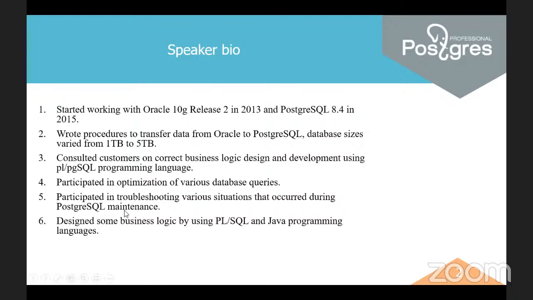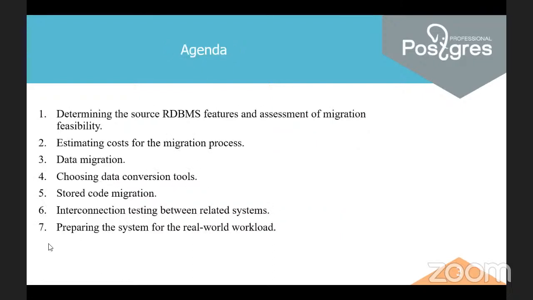So let's get started and have a quick look at our agenda. I hope you will enjoy it. The first thing is to determine the source relational database management system features and assess migration feasibility. It's vital to find out which source database management features are used and absent in Postgres, and how to replace them. It may turn out that only a part of the system can be transferred to the new database.